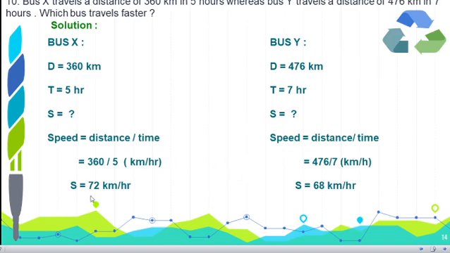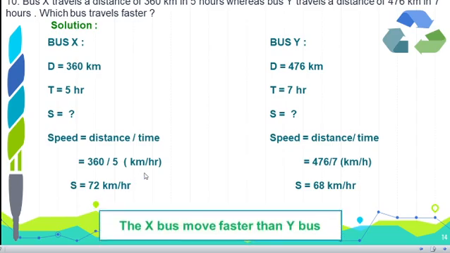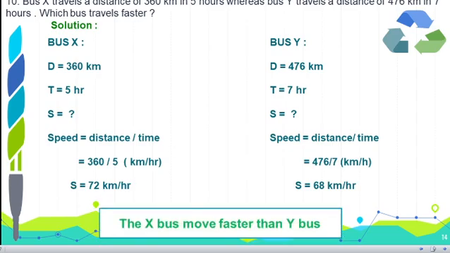So this is bus X, this is bus Y. So here also you can notice which bus is moving faster. 72 is the greater value compared to bus Y. So we will write that bus X moves faster than Y. So the X bus moves faster than Y bus.